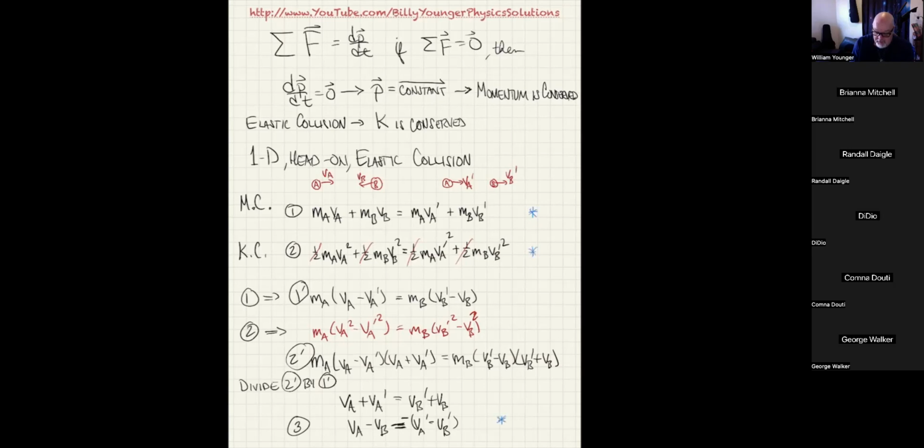Okay, so this is a really valuable result, but notice it's very specific. It's for a 1D head-on elastic collision. I'm going to do a couple problems with this in a second, but first I'm going to take a simple problem and solve it in one dimension without using all those expressions, even though I could use them. It's just more complicated to use them than to not.